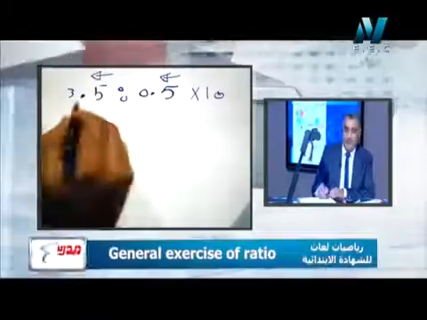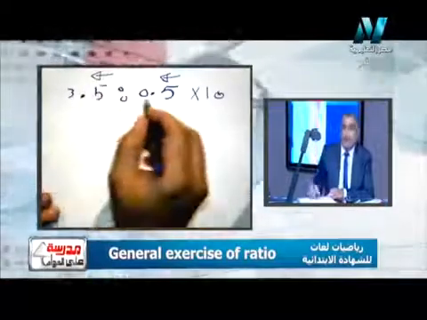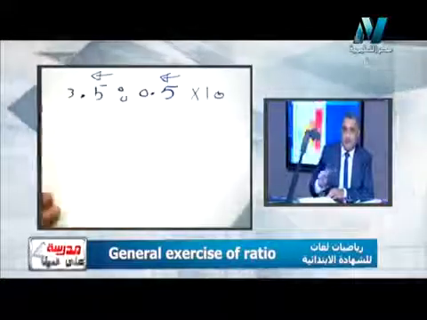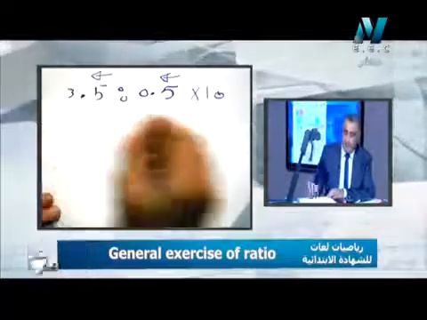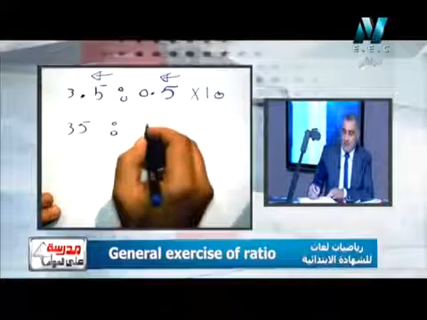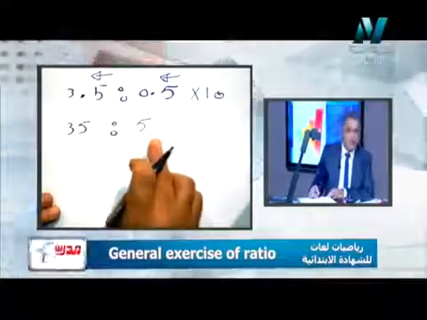We have 3.5, the decimal point after one digit from the right direction, and 0.5, the decimal point after one digit. So we have to multiply them by 10 to cancel this decimal point. 3.5 by 10, the result will be 35. 0.5 by 10, the result will be 5. That's so easy now. Excellent.